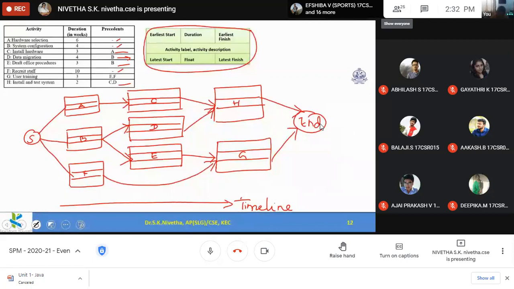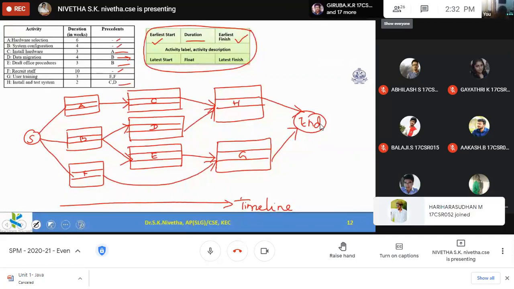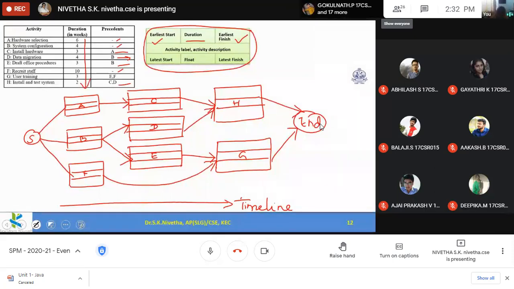So earliest start, earliest finish. These two are to be filled in the forward pass. For that, I need the duration. So this duration value I must have. So first we shall fill the duration based on the duration given here. So we shall fill one by one.